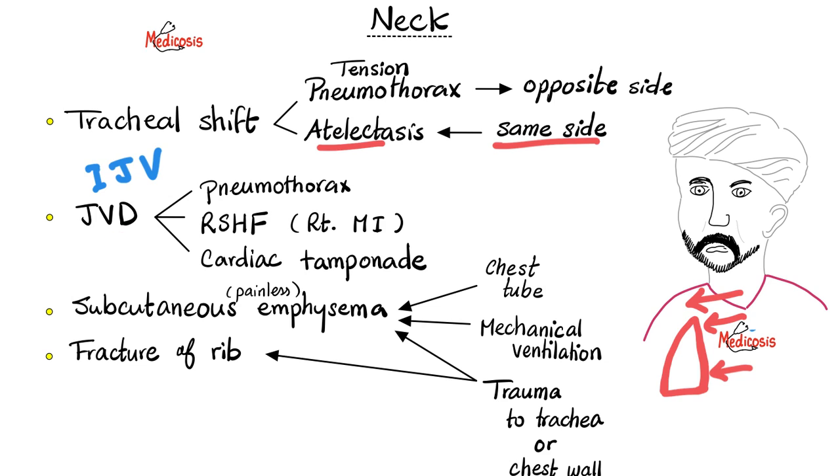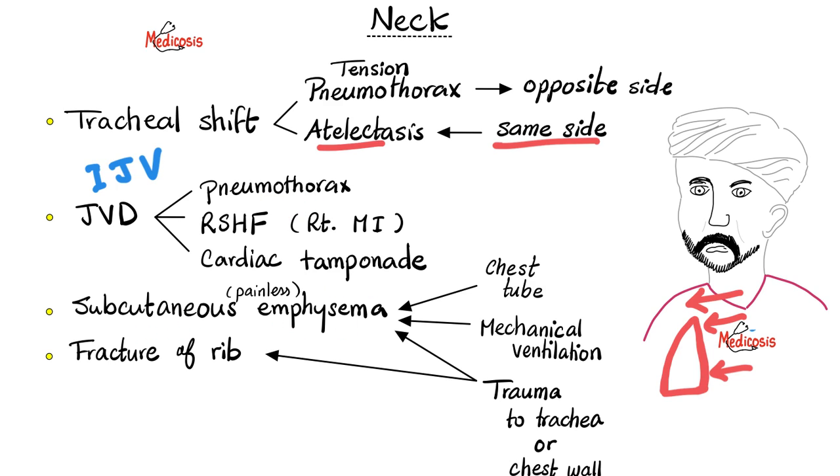Jugular venous distension, where the right internal jugular is distended with blood, can be seen in pneumothorax, especially tension pneumothorax, right-sided heart failure, right-sided myocardial infarction, and cardiac tamponade. To learn more about heart failure, MI, and cardiac tamponade, see my cardiology playlist. To learn more about tension pneumothorax, check my pulmonology playlist.